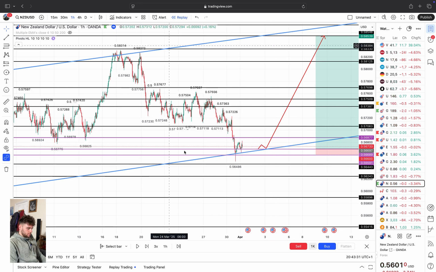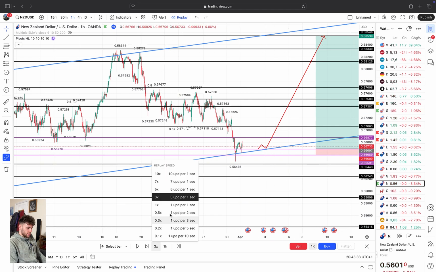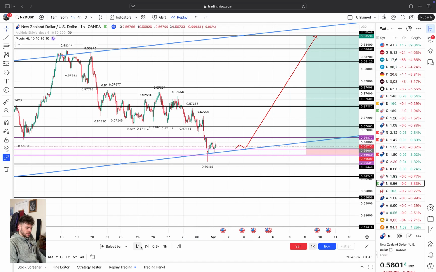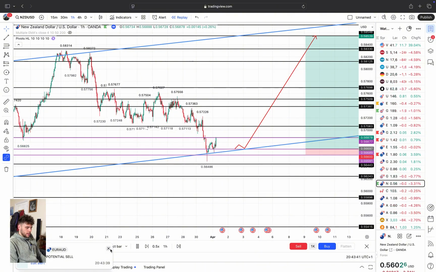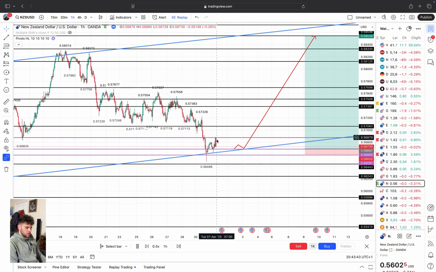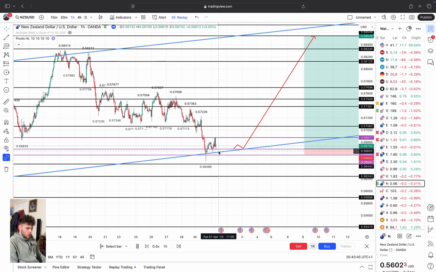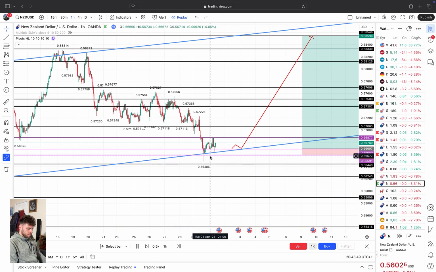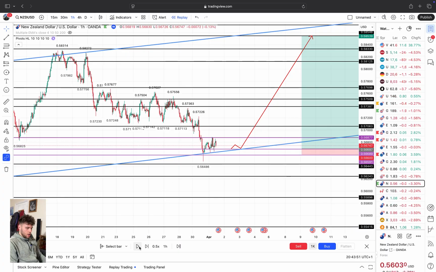So let's put this down to about 0.5. And let's watch this play out. So as you can see, got the candle there. We've got the move, as you can see. And then I got alerted right here. I got alerted right here on the wick that you saw there. I would have got alerted saying, okay, it's now at your buy area.